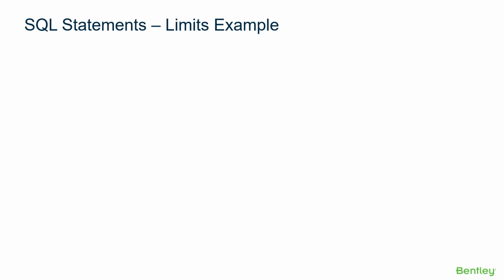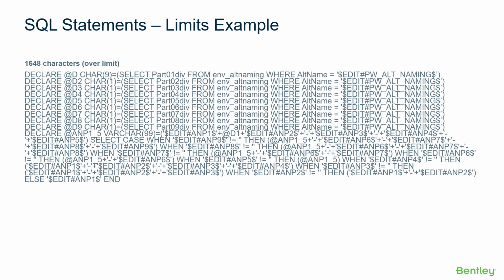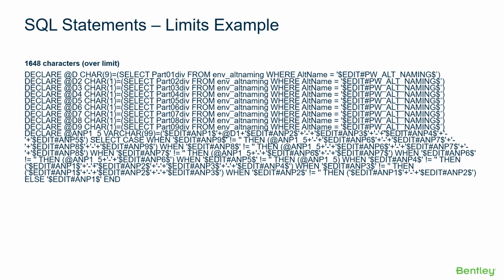Let's look at an example of SQL statement code exceeding the limits of the table column used to store them in ProjectWise. This code combines multiple attribute values together with specific delimiters to make a document name. Even using shortened variable names, the code length is over 1,600 characters, which is way over the limit of 1,023.